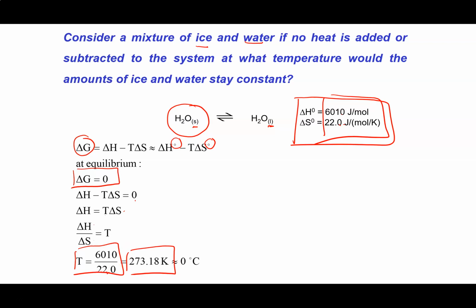So what I'm really saying is, if I have a mixture of ice and water, and I place that in surroundings that are at 0 degrees Celsius, there will be no increase in the amount of ice and no increase in the amount of water. It'll just be a stable system at equilibrium. There will be no net change.